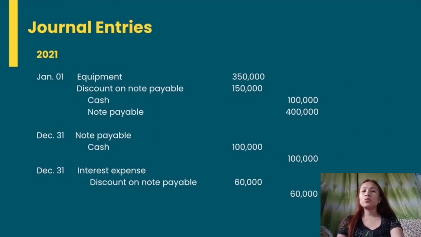On January 1, 2021, an entity acquired an equipment with a cash price of 350,000 for 500,000, with 100,000 pesos down and the balance payable in 4 equal annual installments. Next slide, please.